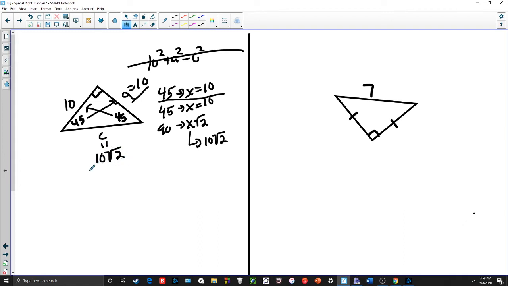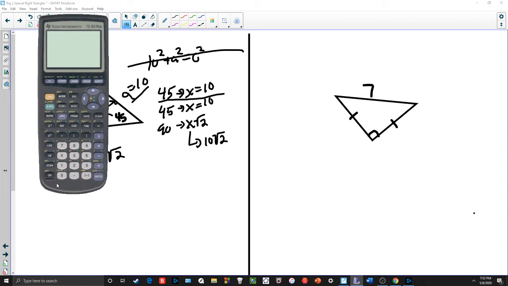Usually people want you to leave their answer like this. If you want to know what that actually is as a number, you just type it in here, 10 times root 2, and that'd be your answer. Again, root 2 is an irrational number, so it's a decimal that does not end and does not repeat. It's kind of like pi. So just like sometimes when you write pi, they want you to keep the pi in there, sometimes when you do the root 2, they want you to just keep it as root 2, because 10 root 2 is a lot cleaner to look at than this right here.